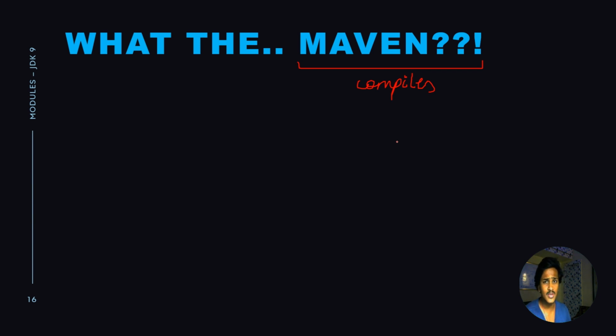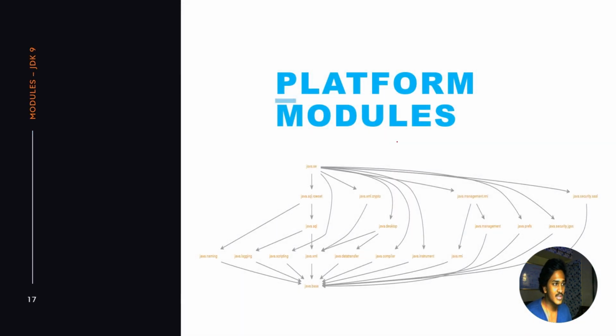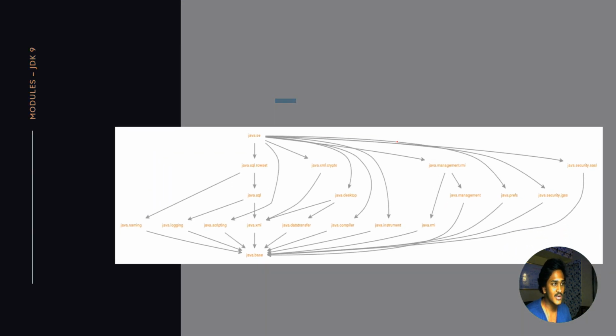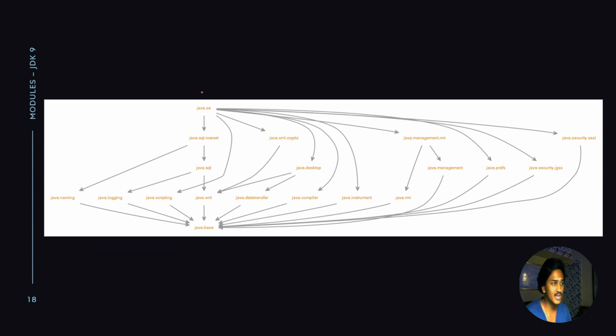Now let us learn about some platform modules before we end this video. What are they? Before looking at this picture, I'd like to say that this arrow is equivalent to the requires keyword that we have. I talked about this requires keyword while I was implementing the module, so you can rewind the video if you want to check that section.